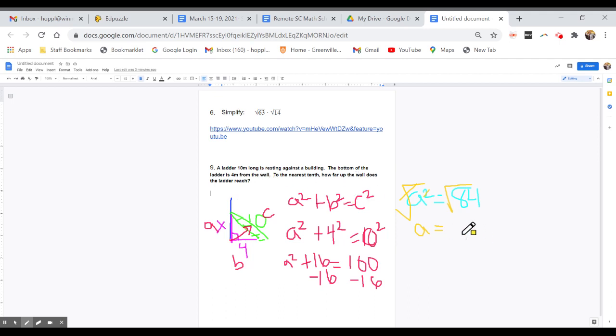So the first number I get is 9.16, but I can only have one number after the decimal because it's asking for a tenth. So because I have a 6 after my 1, this turns into A equals 9.2. And that will be your final answer. Don't forget your label, which is also meters.